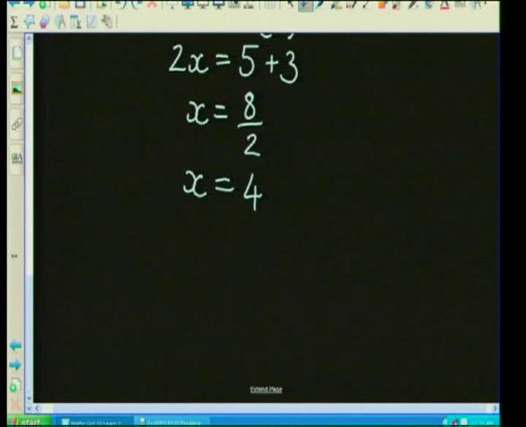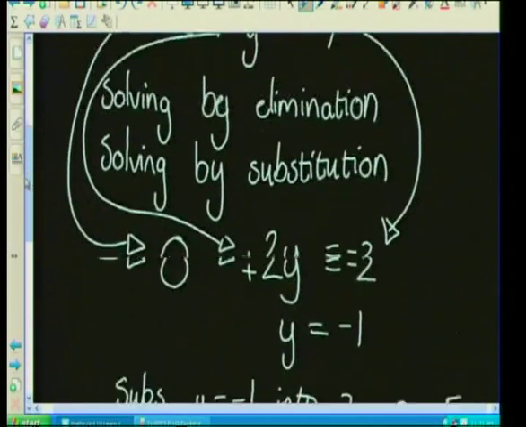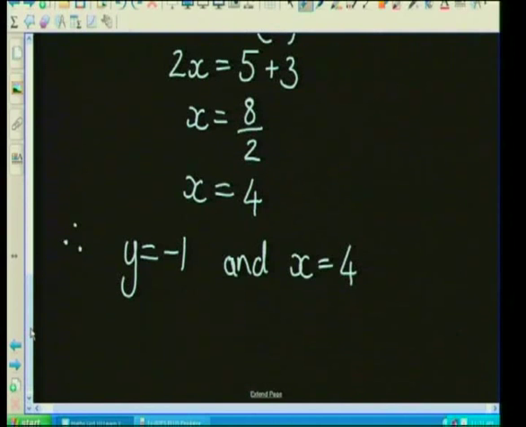Now remember how I said a happy teacher gives more marks? The way you make your teacher happy over here is you write your answers. Therefore, y is equals to negative 1 and x is equals to 4. Just so that your teacher can see your calculations and then see your answers immediately.